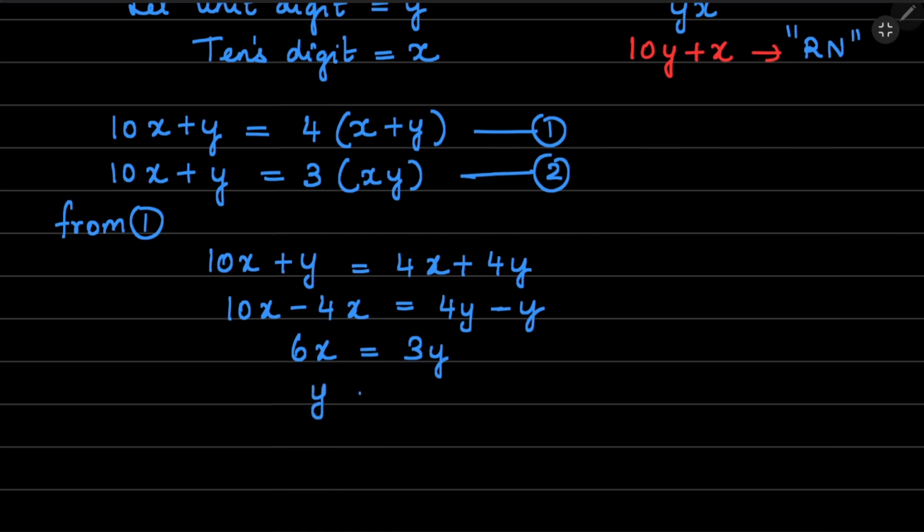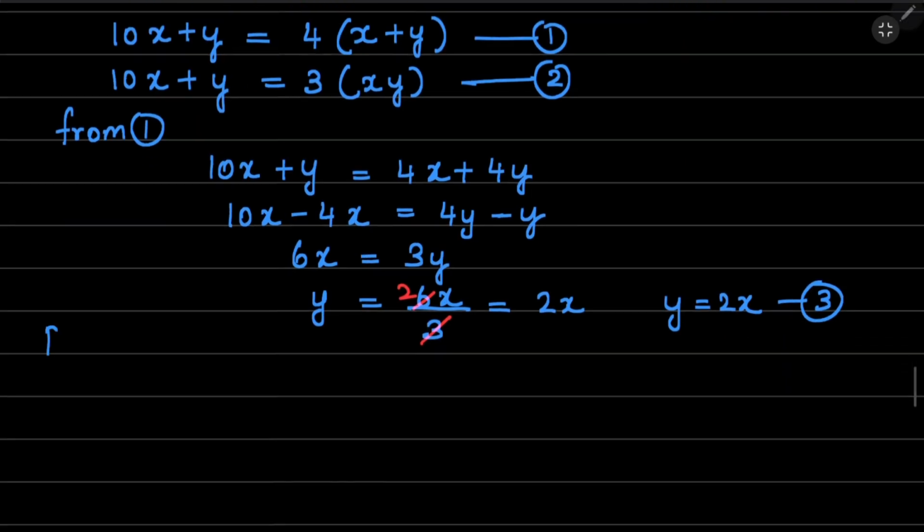I can write y in terms of x. y is equal to 6x divided by 3, which, if you cancel, 3 twos are 6, so it is 2x. y is equal to 2x. Let this be your equation 3. We have got this equation 3 from equation 1, so we will put equation 3 in equation 2. Put y equal to 2x in equation 2.